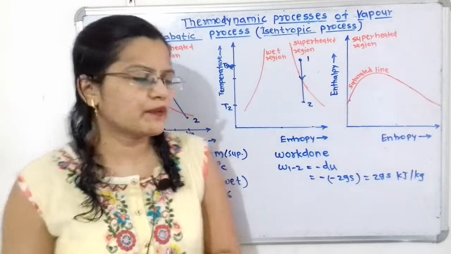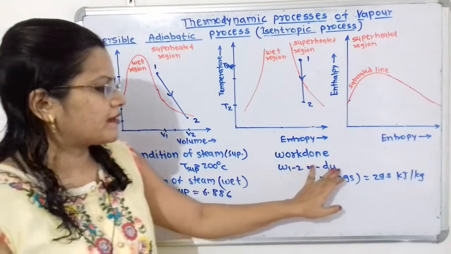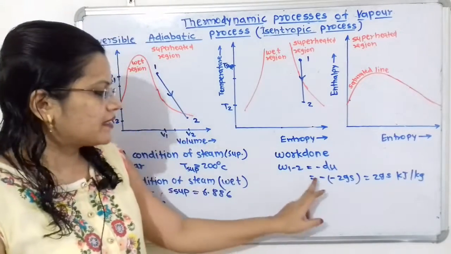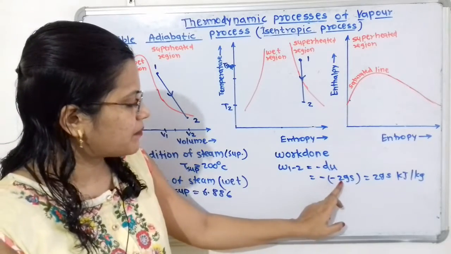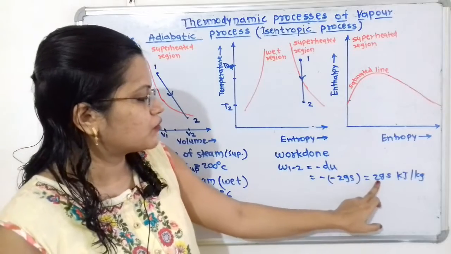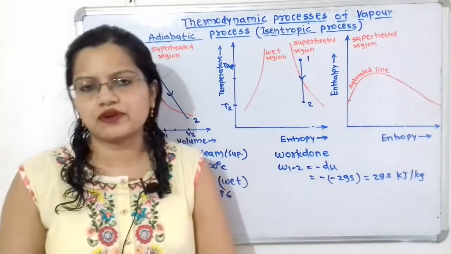For the isentropic process, work done is equal to minus du. Here du has a minus sign, so we will write inside the bracket minus 295, and work done is equal to plus 295 kilojoule per kilogram.